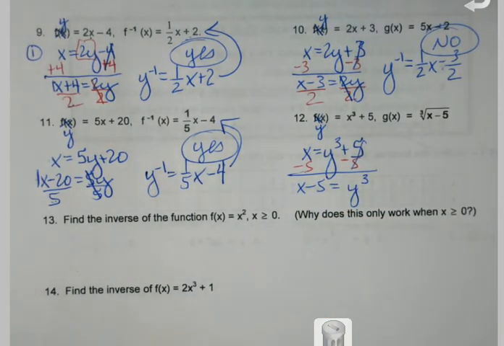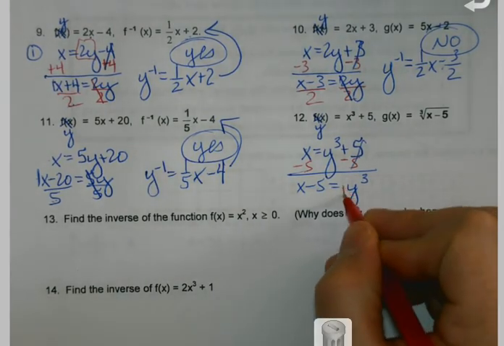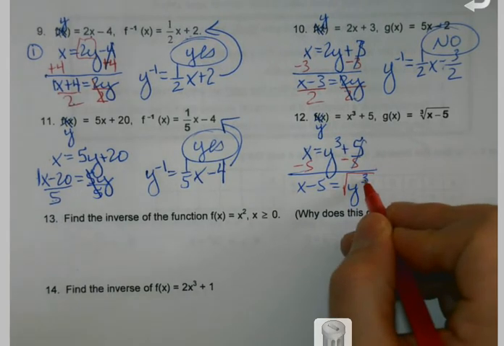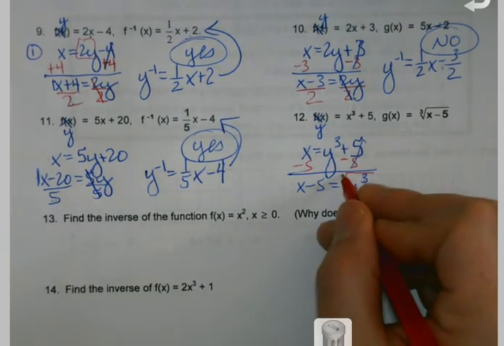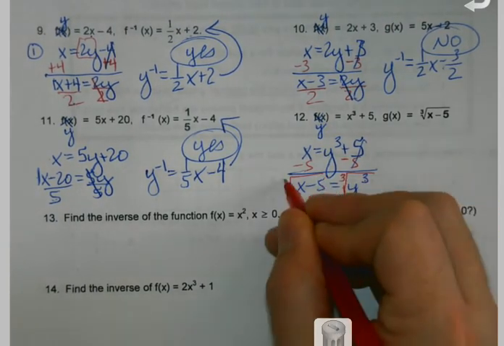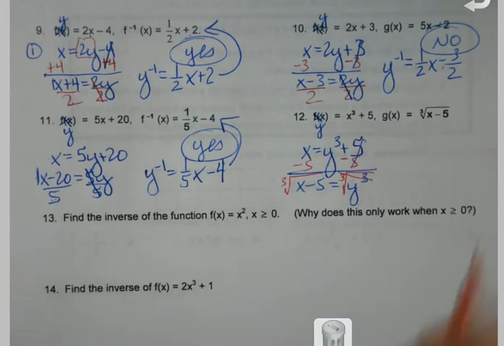So here, how do I get rid of something that's cubed? Close. Normally if it was squared, we'd square root it. So since it's cubed, yeah, we're going to cubed root it.